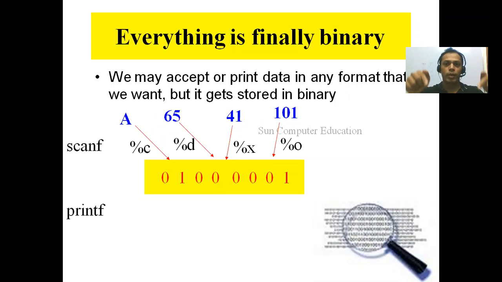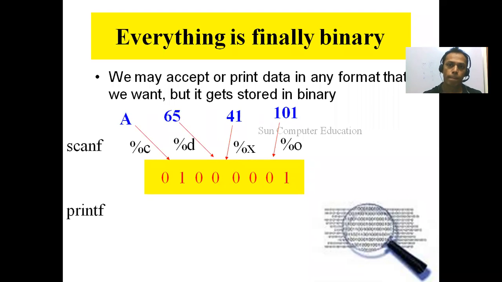Inside the computer's memory, inside the computer, everything is in binary. It depends on what specs you wear. If you wear hexadecimal specs, you're going to find 41. If I wear character specs, I'm going to see capital A. If I wear octal specs, I'm going to get 101. If I wear decimal specs, I'm going to get 65. It depends on which glasses you wear. The thing is the same, the binary. Whichever glasses you wear, that's how it will appear to you. It all depends on the format characters that you use.